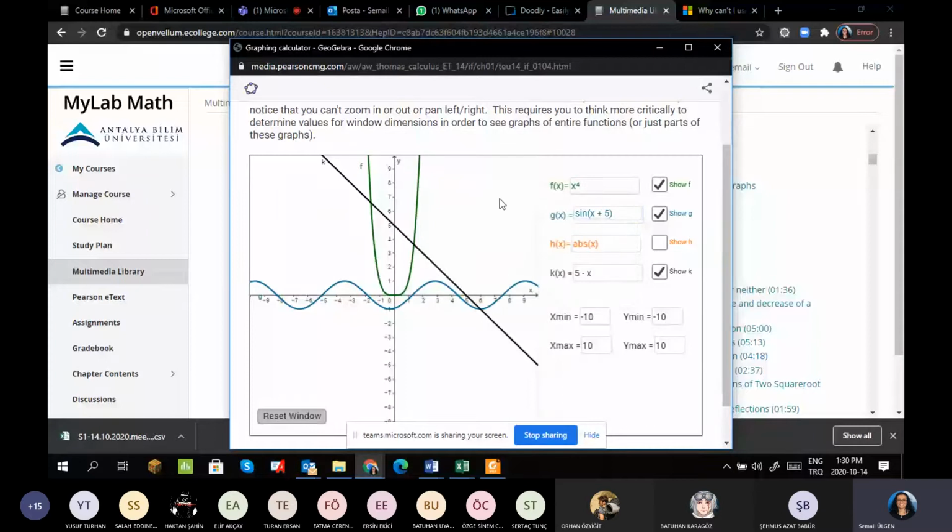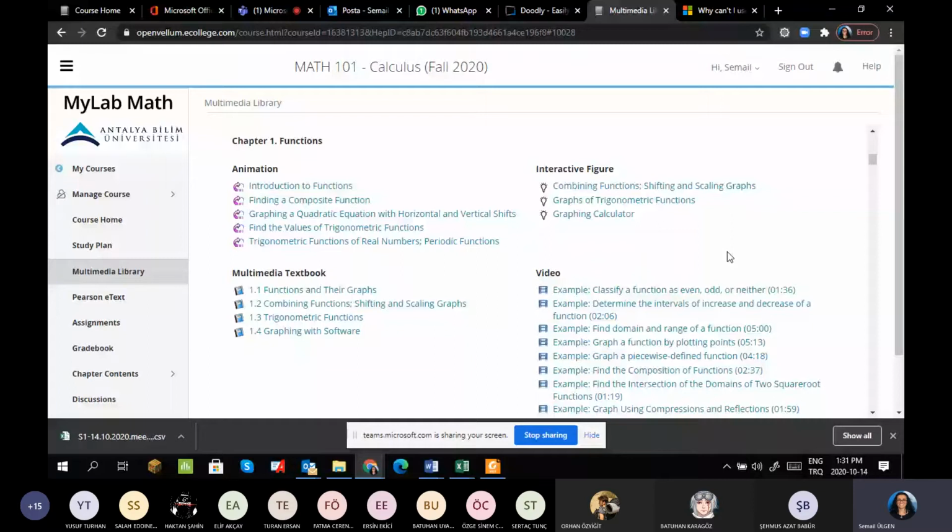So that's really cool. This is absolute value. Here's the absolute value function. You can move it up and down if you want by changing the x here. So you can play with it. This is really cool. We have all these helpful resources and the multimedia textbook we have for chapter 1.